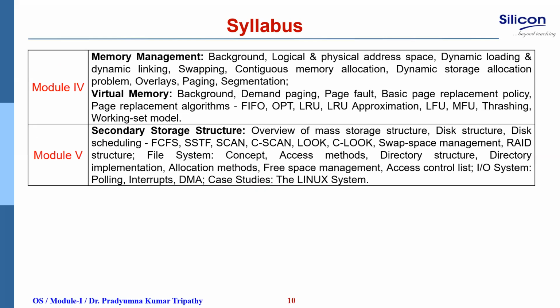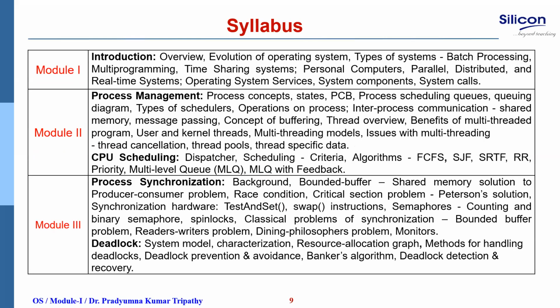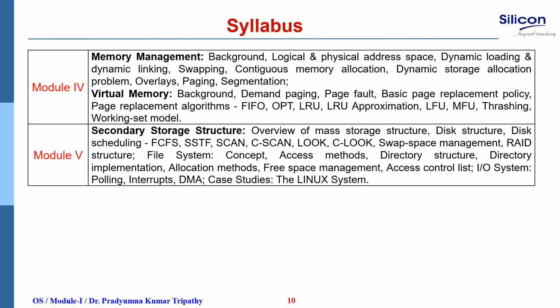As our syllabus says, very few topics I will give you for self-reading. If I find that some of the topics you can read on your own, at that time I will give them. For example, in module 5, there is a case study of the Linux system. A case study of the Linux system means whatever we have read, memory management, secondary storage, all those concepts, how they are implemented in Linux. Those things are discussed. So very few of those will be given to you as self-study.